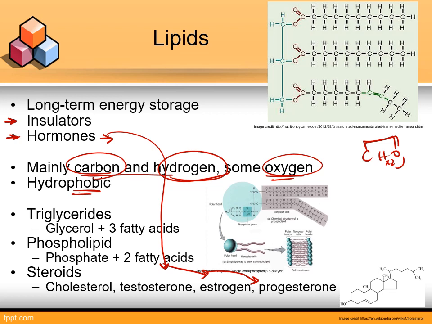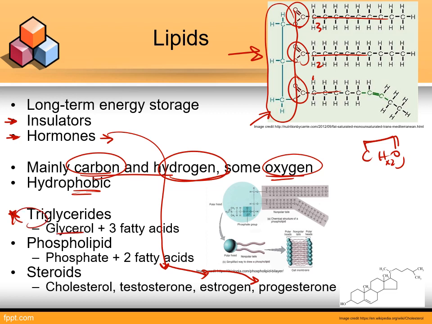An example of a lipid is a triglyceride. This is an example of a triglyceride. We have a glycerol backbone here. We have 1, 2, 3 ester bonds holding these fatty acid chains to the glycerol backbone here. And because there's 1, 2, 3 fatty acid chains, we call it a triglyceride, glycerol and 3 fatty acids. We can also have phospholipids. Phospholipids are going to have a phosphate head and 1, 2 fatty acid chains.